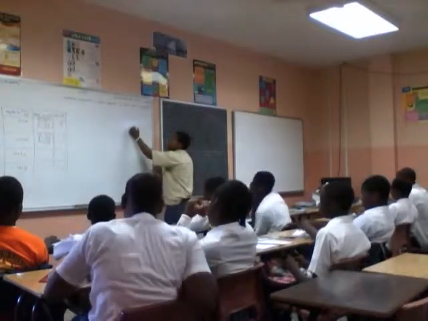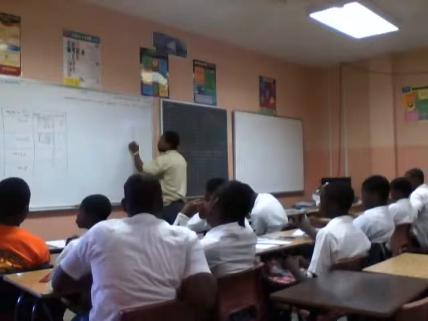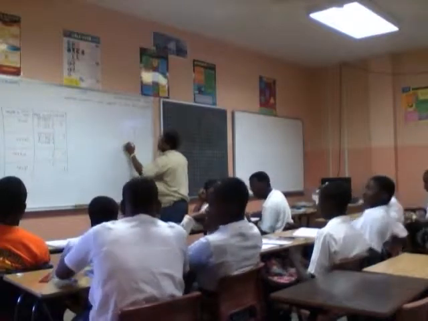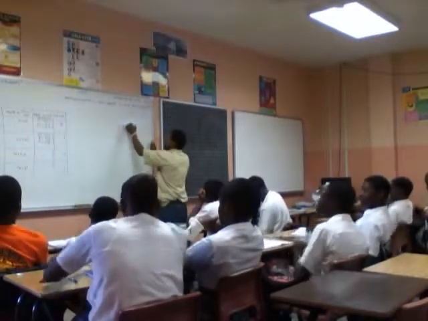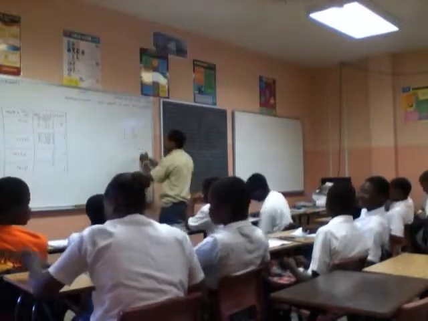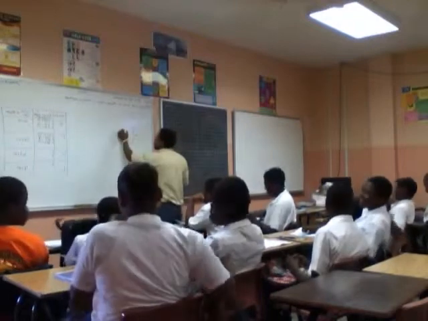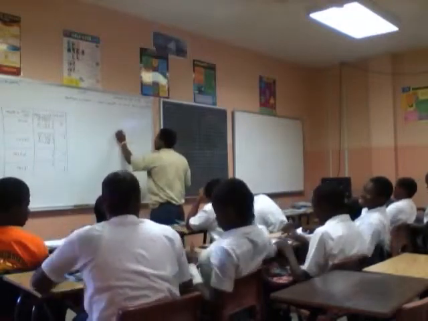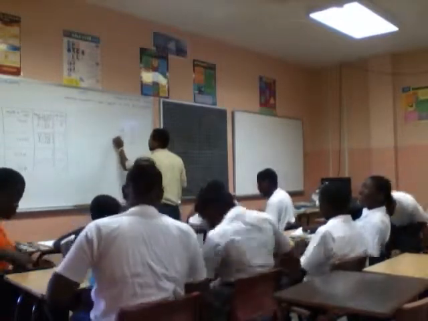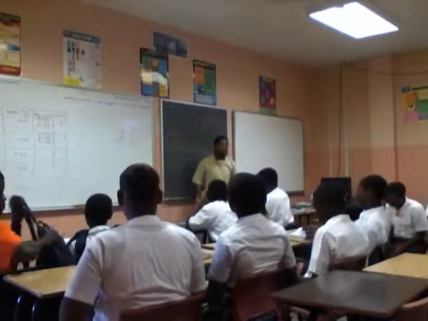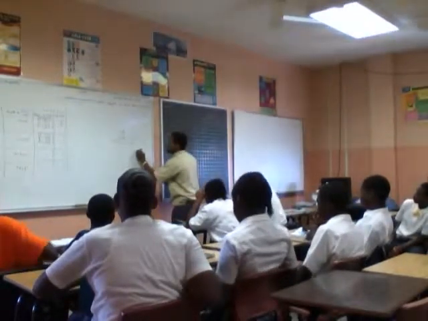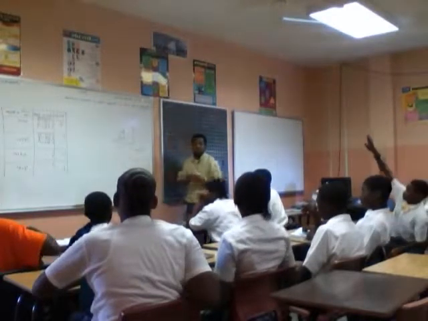If we get a shape, okay, we have 5 centimeters, 11 centimeters. Can someone come and complete this on the board for me, the area of this shape? Okay, come, John.